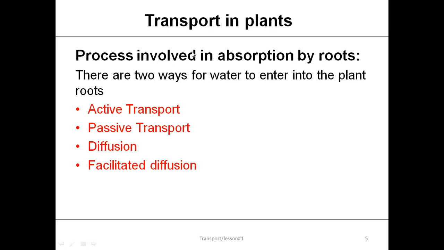Facilitated diffusion is that diffusion in which the diffusion is facilitated, it is helped. Now, active transport: energy is going to be used. Passive transport: no energy is going to be used. It is a very smooth type of diffusion process. Facilitated diffusion is that diffusion in which help is required.